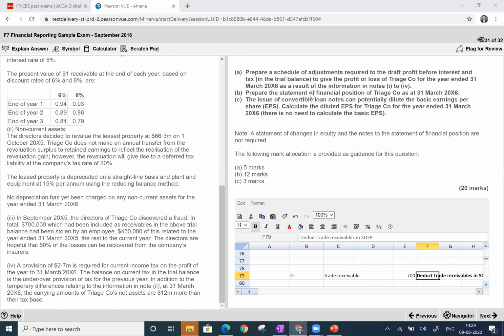Now, 450,000 is related to the year ended 31st March X5. When is our year end? Our year end is 31st March X6. So of this amount, 450,000 is with respect to the previous year. What should you do? Should you show it in the profit and loss account? Yes or no? Or should you show it somewhere else? If you are saying somewhere else, please tell me where.